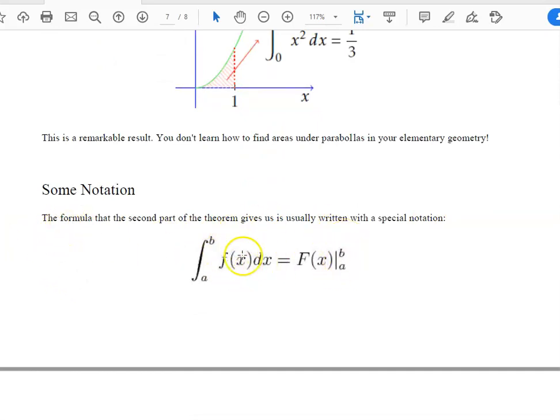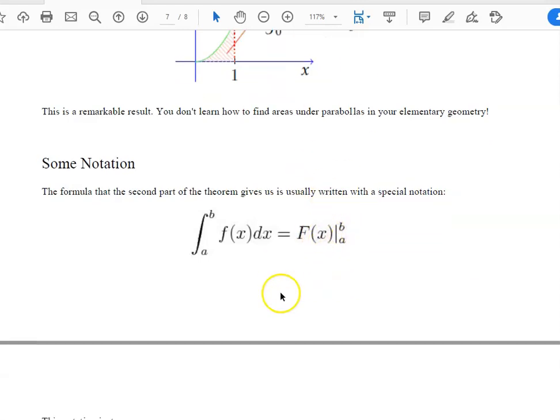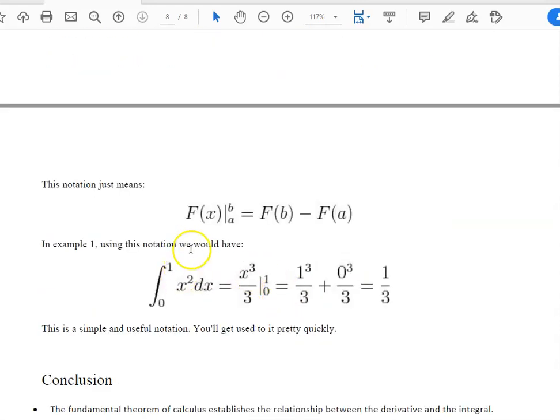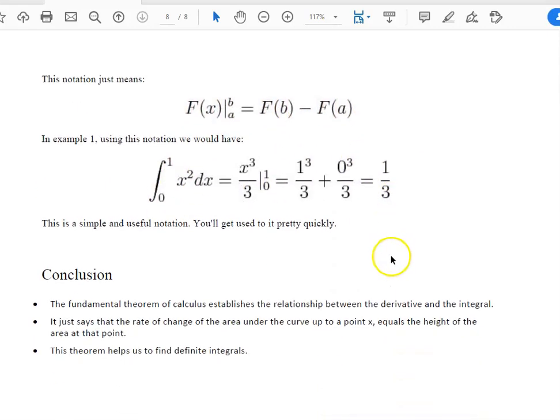We use this notation for calculating this. The area, or the integral from a to b of f of x dx, is this antiderivative F at x, but you evaluate that from a to b. This vertical line really means plug in b minus plug in a. That's what this is leading to, and that's how we get the same answer.